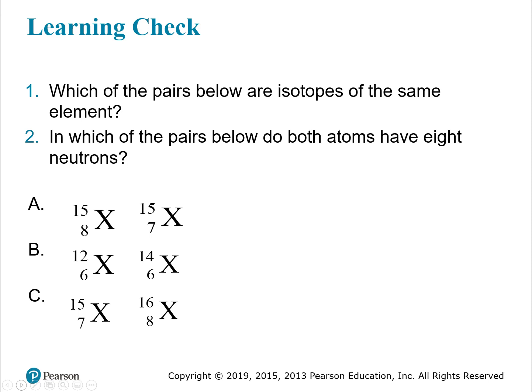Let's do a little bit of a learning check to make sure you understand isotopes. So please pause it here, give this one a shot, and then look at the answers. Which of the pairs below are isotopes of the same element? If it's the same element, then we would expect them to have the same atomic number. So which pair has the same atomic number? That would be B.